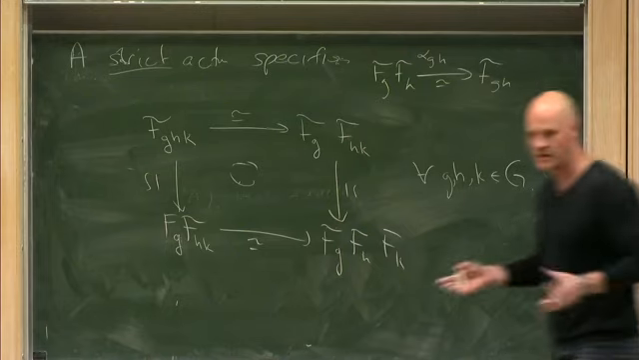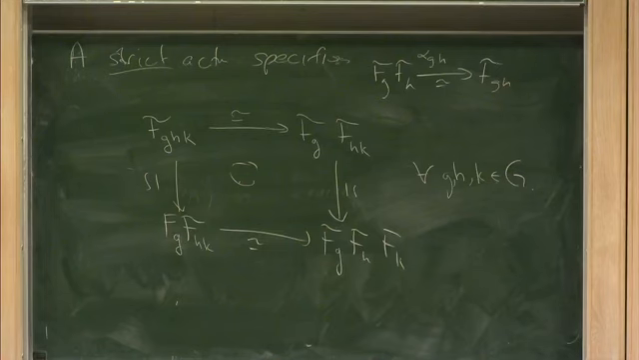But in the case of the braid group, Deligne gave a simple criterion for what you need to check in order to say that a weak action of the braid group is strict.